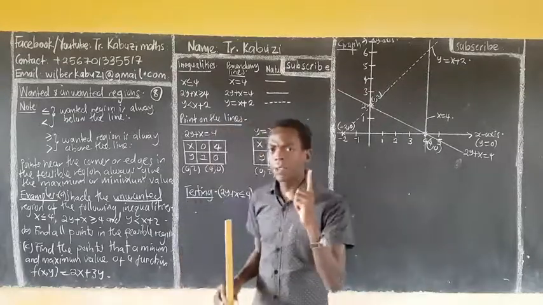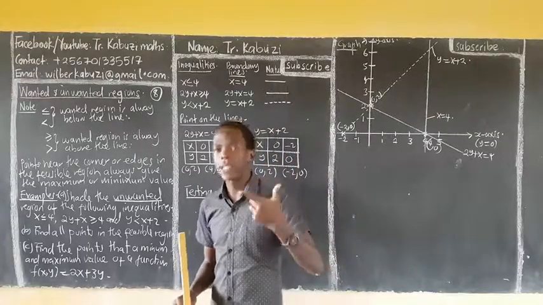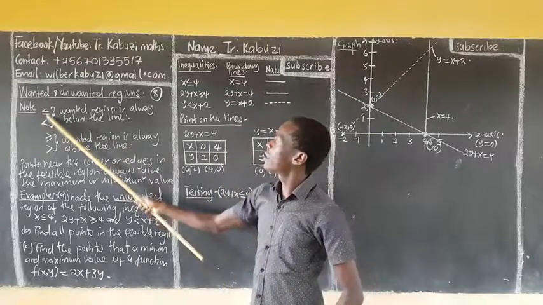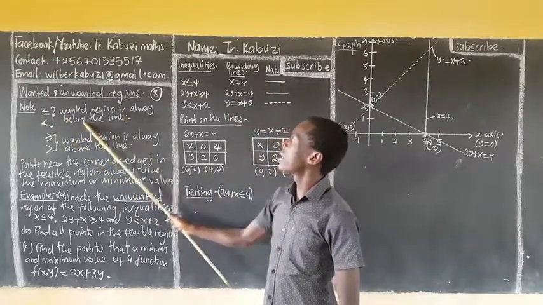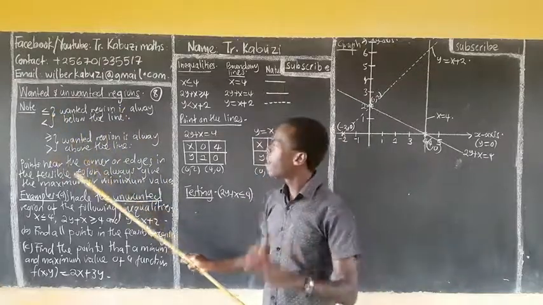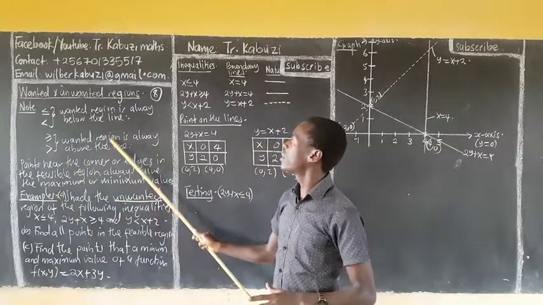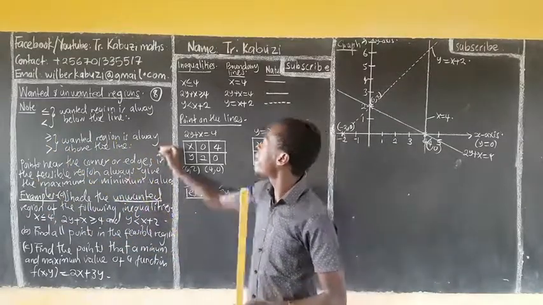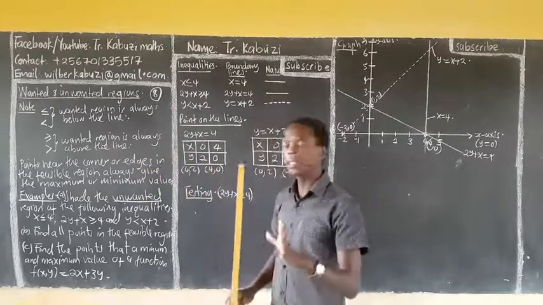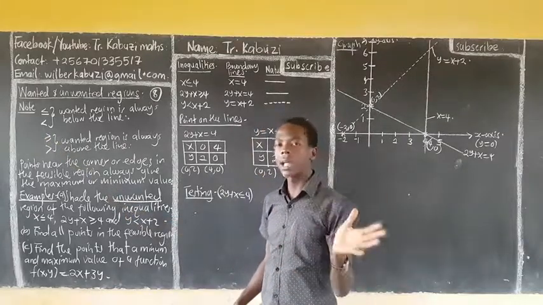Now, there's a simple trick I want us to go through. We don't need to go through the testing process. The idea is very easy here. For these two inequality signs, less than and less than or equal to, the wanted region is always below the line, because what they are saying is below. As simple as that. For these two, greater than or equal to and greater than, the wanted region is always above the line. Whenever you see greater than or equal to and greater than, the physical region is always above the line.